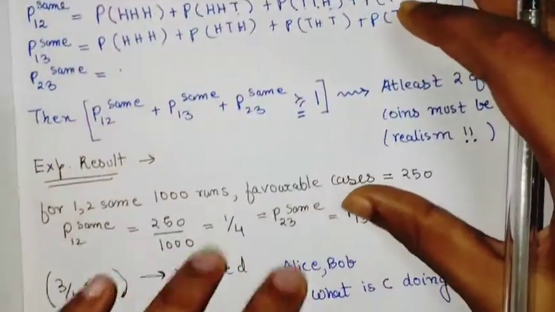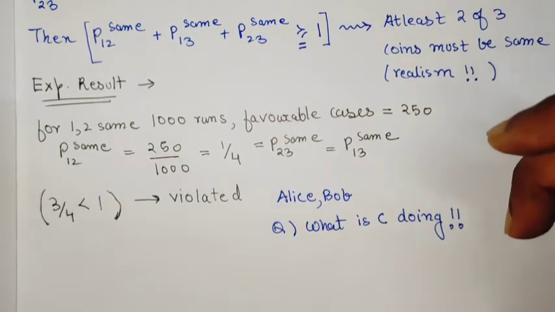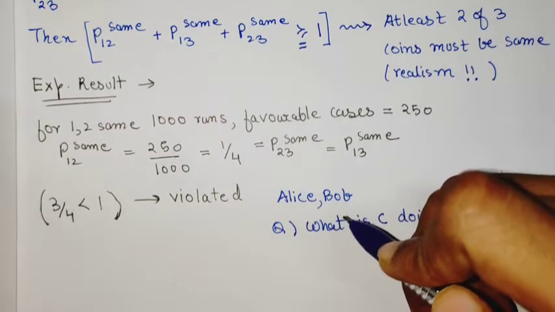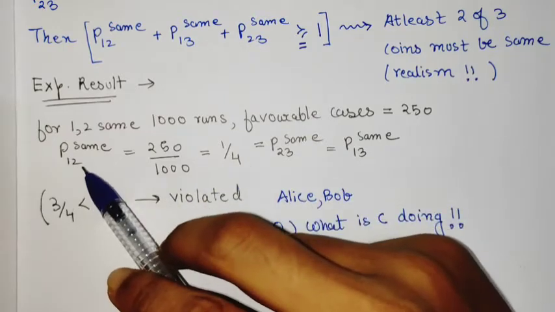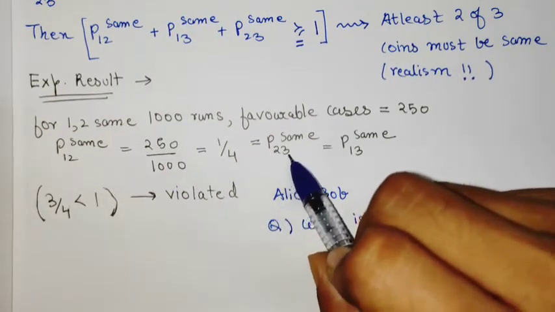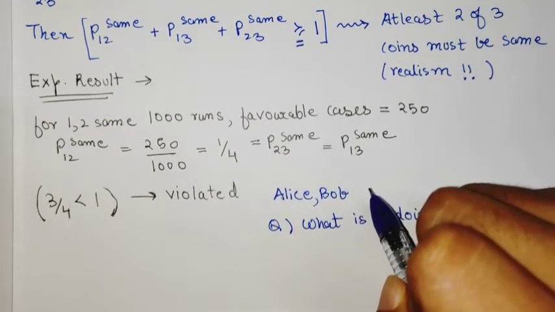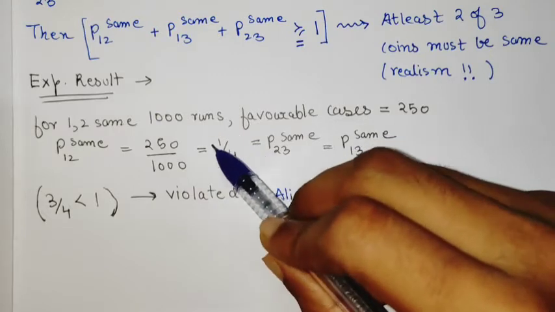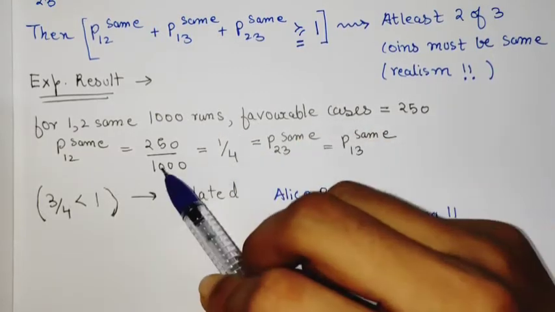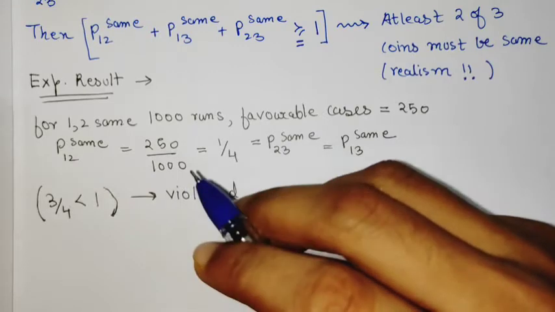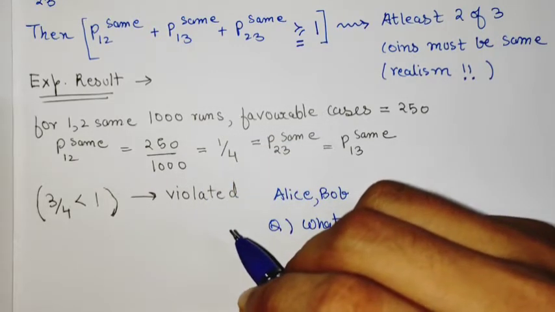So when they do that, to their surprise they found that it is 1/4. Now why is this a surprise? Because this procedure repeated for coins 1-2, 2-3 and 1-3, for any two pair, gave us the outcome 1/4. That means out of 1,000 trials, 250 of them rendered the same result.